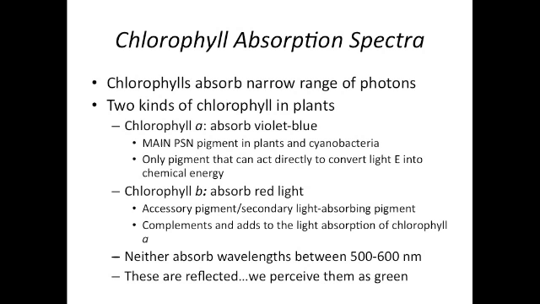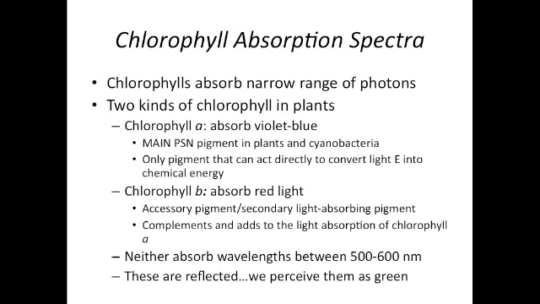Now, chlorophylls have a very narrow range of photons that they can absorb, but there are two types of chlorophylls in plants. We have chlorophyll A, which absorbs the violet-blue spectra, and this is the main photosynthetic pigment in plants and cyanobacteria. It's also the only pigment that can act directly to convert light energy into chemical energy, so this chlorophyll is pretty important. Now, chlorophyll B is like its accessory pigment, or a secondary light-absorbing pigment, but it absorbs mostly red light, and it just complements and adds to the light absorption of chlorophyll A.